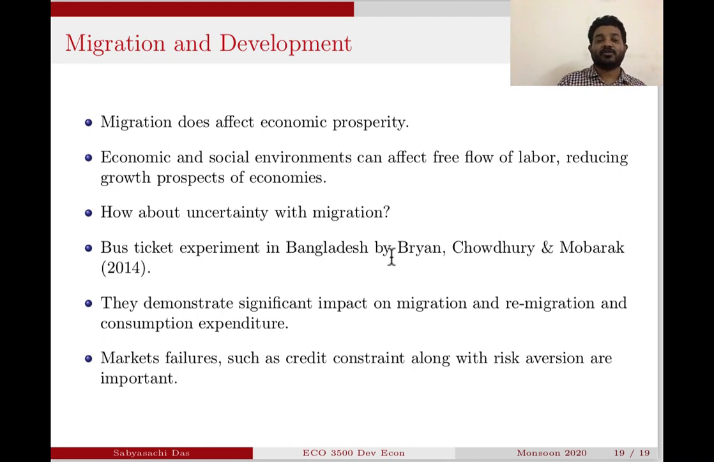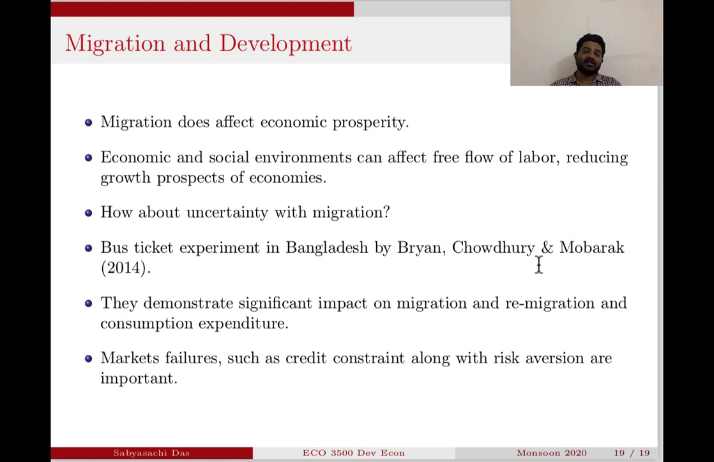So this specific test was done in a specific paper that I will not talk about in detail. But you can read the introduction of this paper by Bryan, Chowdhury, and Mobarak. It's a bus ticket experiment in Bangladesh. So it's looking at seasonal migration from rural to urban areas during lean season, when a lot of people face starvation because not a lot of work is around, agriculture is not happening. And it wants to see why not a lot of people move.